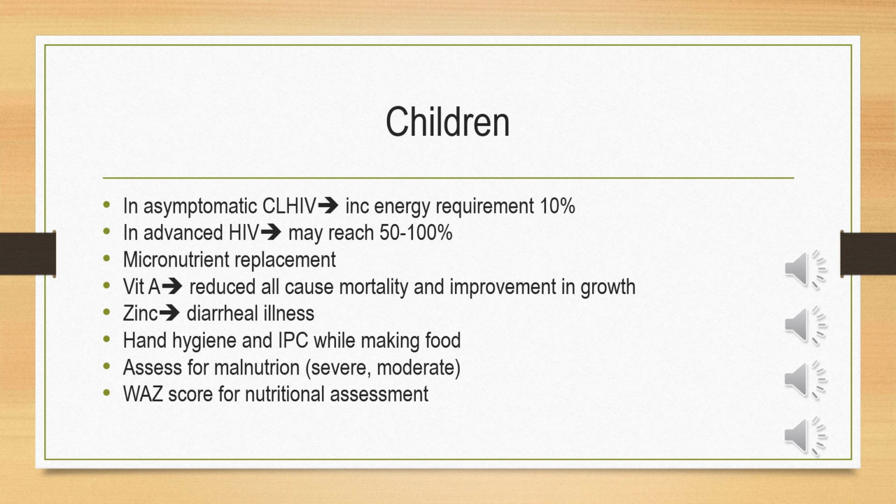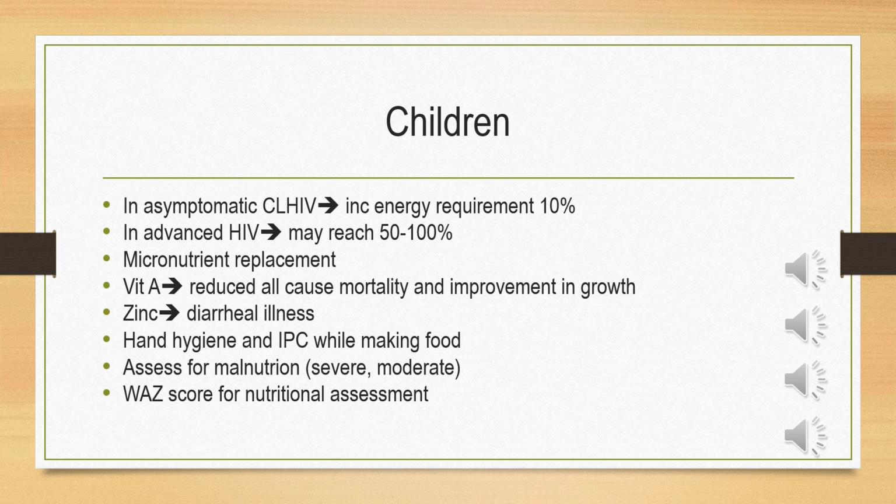In an asymptomatic child, the energy requirement is increased by 10%, hence it is recommended to increase the energy intake by 10% of RDA. This energy requirement may reach up to 100% in advanced HIV. If a child is symptomatic or recovering from an acute infection, this energy expenditure may rise up to 20 to 30%, so it is recommended to replace this 20 to 30% of RDA.